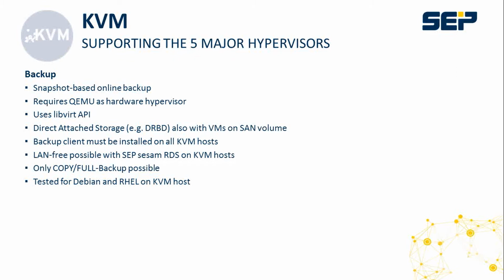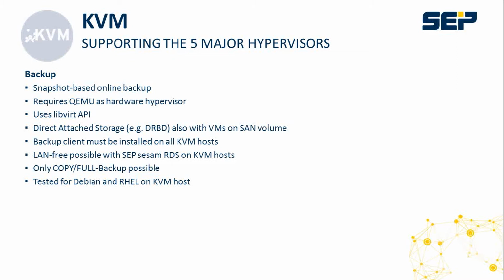Next we have the Red Hat Virtualization backup, and I think there are only 2 or 3 products capable of doing Red Hat Virtualization snapshot-based backup. And now we have released KVM, and I do not know any other backup software having an agent for online-based backup of KVM. So this is something brand new, and it's snapshot-based, it's online, it requires QEMU as a hardware hypervisor, and we use the libvirt API.